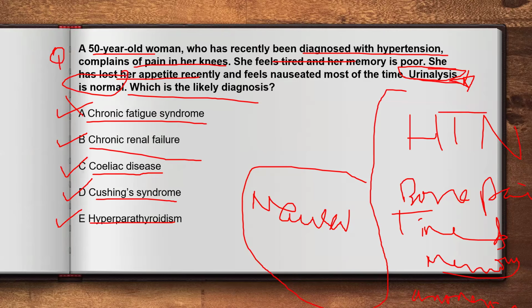So we know urine analysis is not normal. So even though the symptoms are that of chronic renal failure, they have given you a big clue that this is not chronic renal failure, right? Everyone agrees with that? All right. Celiac disease. Now, does celiac disease present with bone pain, tiredness, memory problems, anorexia, nausea?